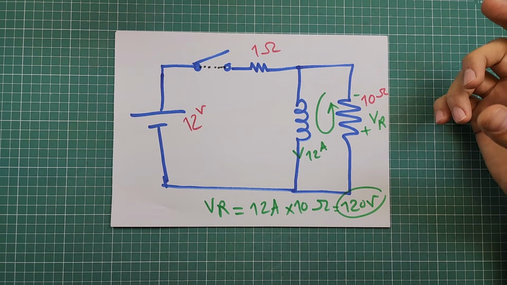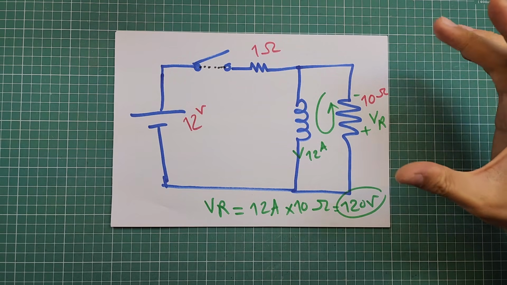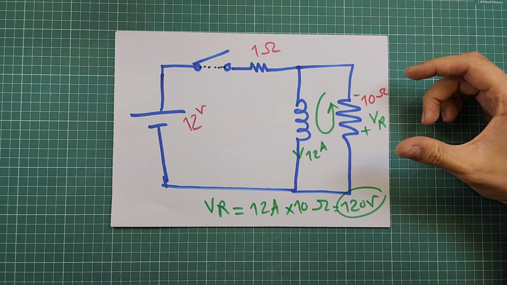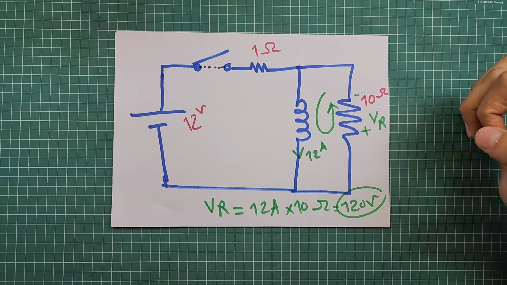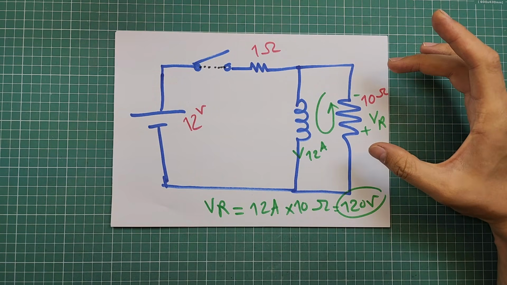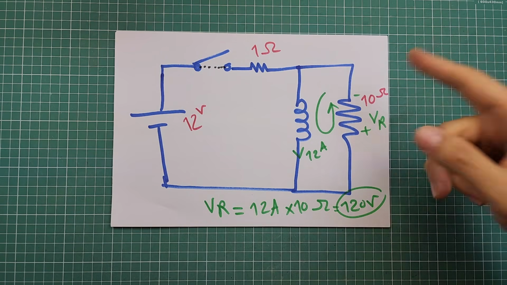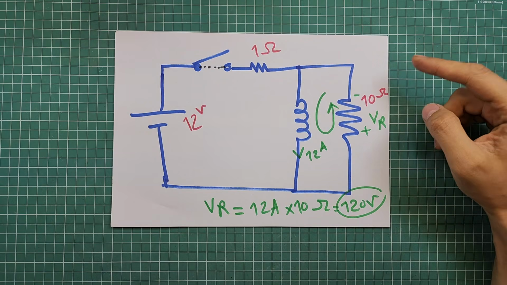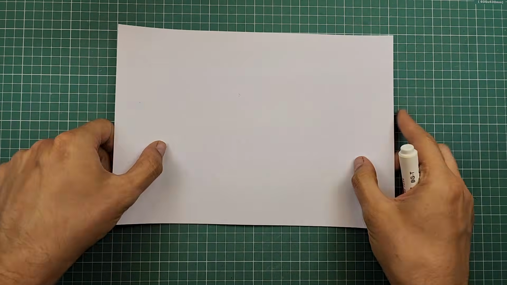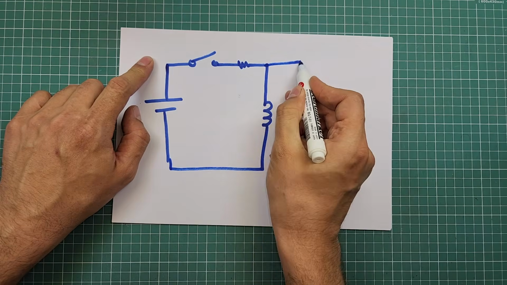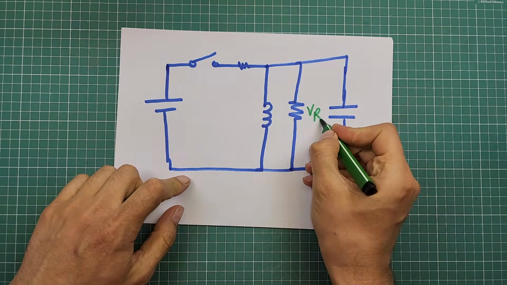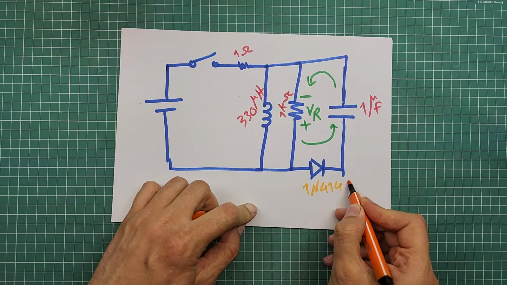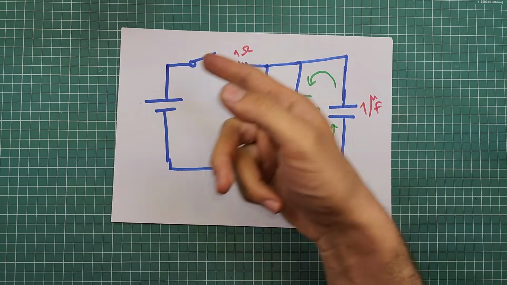We can add a capacitor here to save the voltage, but if you connect the capacitor directly in parallel with this resistor, as the voltage across this resistor decreases, the voltage across the capacitor will decrease too. So we need to add a diode somewhere here to allow the voltage to charge the capacitor but prevent the capacitor from discharging through this resistor. I'm gonna set up this circuit and test it.